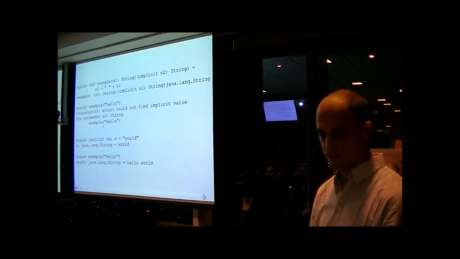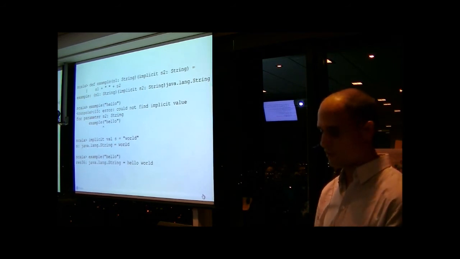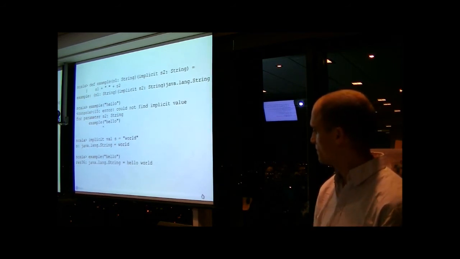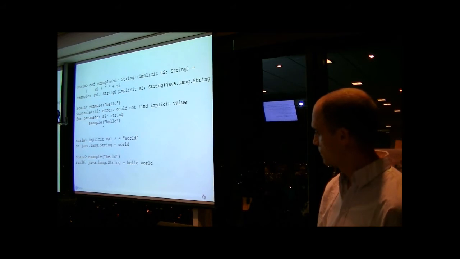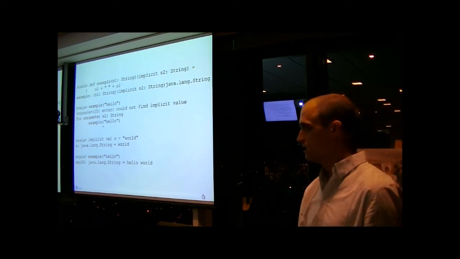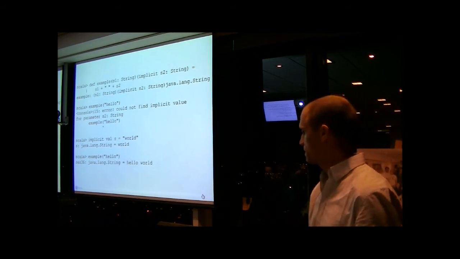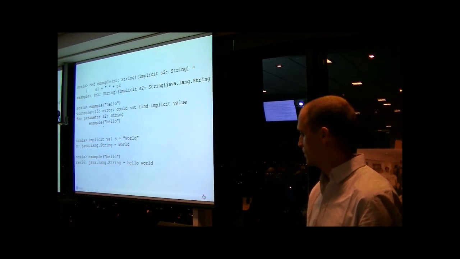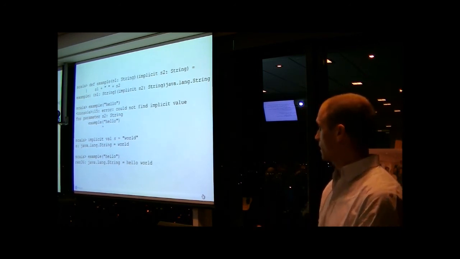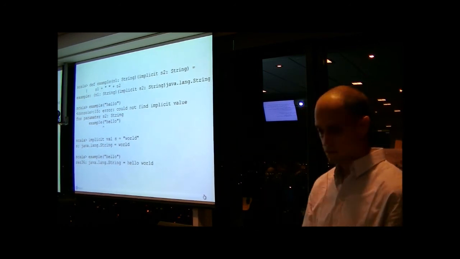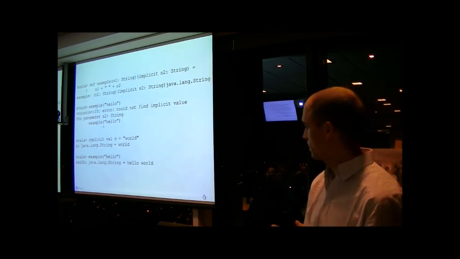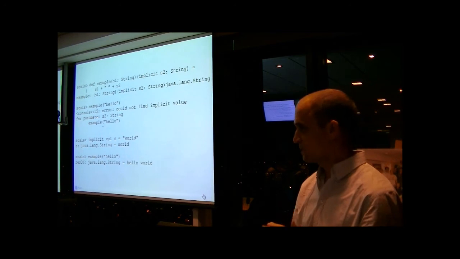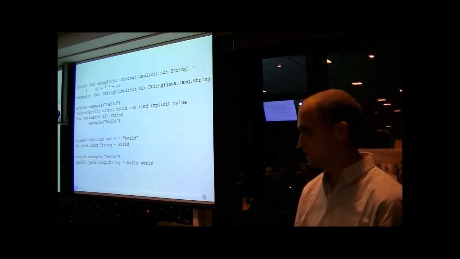So let's define an implicit value. I define an implicit variable named S with the value world. And below, when I call example with only hello, the compiler looks for an implicit variable matching the type of the argument, and it finds it. So as we can see, the result is hello world. So implicit allows us to have sort of like auto-wire dependency injection in compile time.